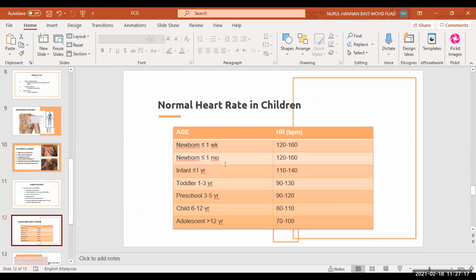Okay, so for the normal heart rate in children. Hit full screen, please. Okay.